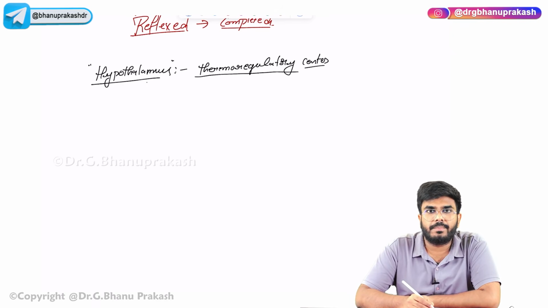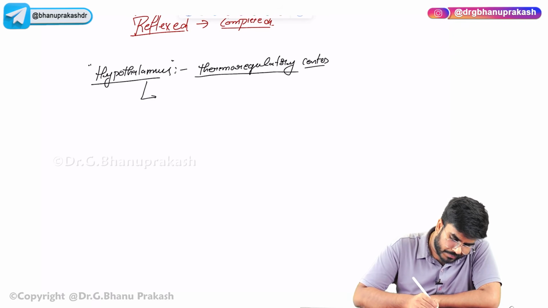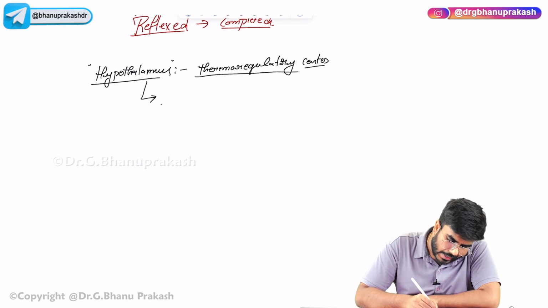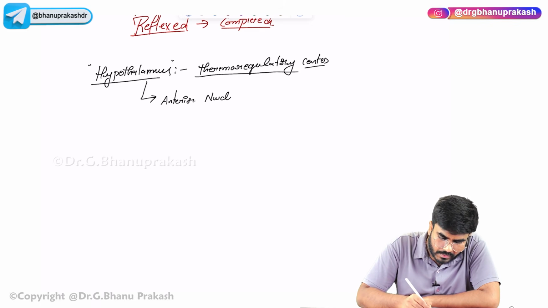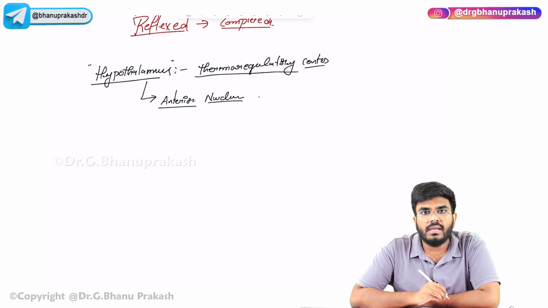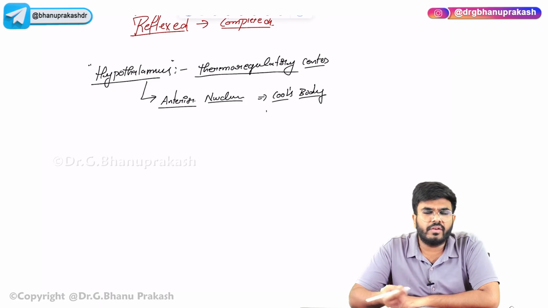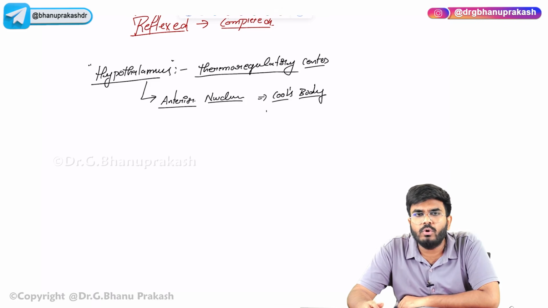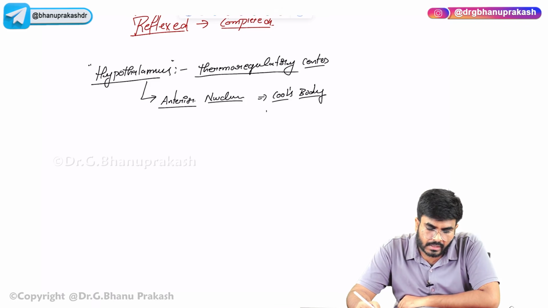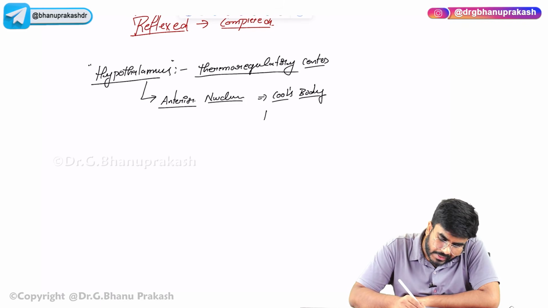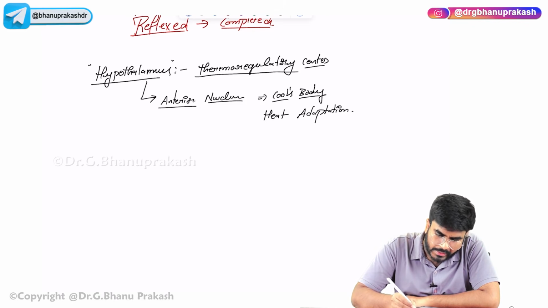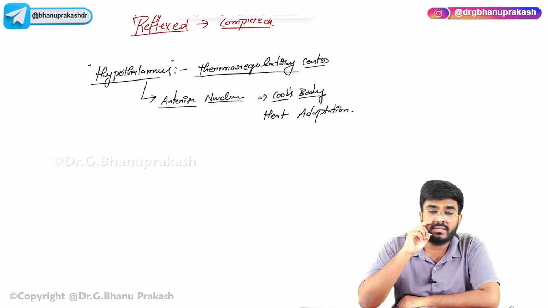It maintains your body temperature. There is a nucleus called the anterior hypothalamic nucleus. What does it do? This anterior hypothalamic nucleus is going to cool your body, which means thermoregulation. For example, when you are in a desert, your body needs to cool down, and who is going to do that job for you? It's the anterior hypothalamic nucleus, helping in heat adaptation.